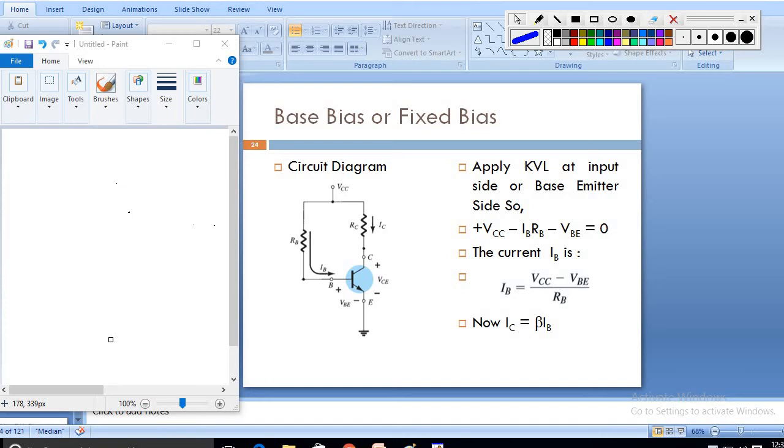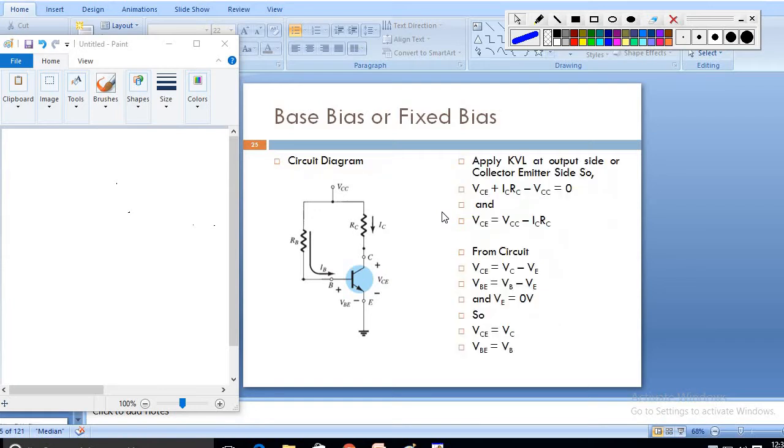Dear students, we saw how exactly we need to apply the KVL for the input loop, and we have to see how exactly we need to apply the KVL for the outside loop. Okay, I hope all of you are clear on how to apply KVL for the input loop. Next, let us move to the output side, how exactly we need to apply the KVL.